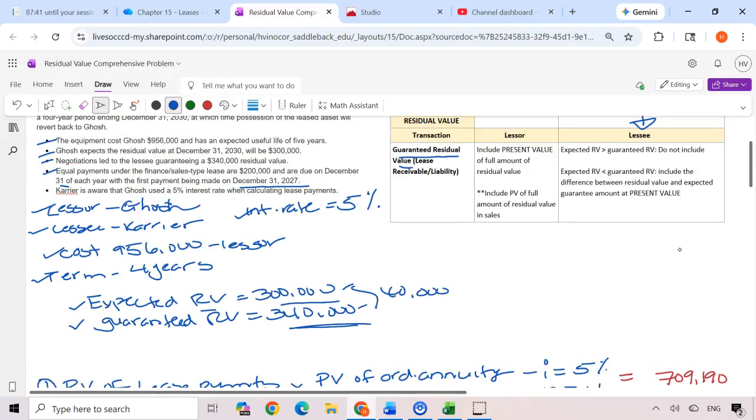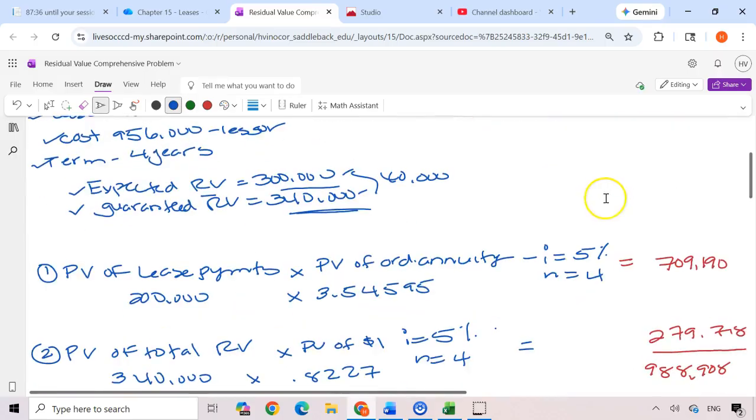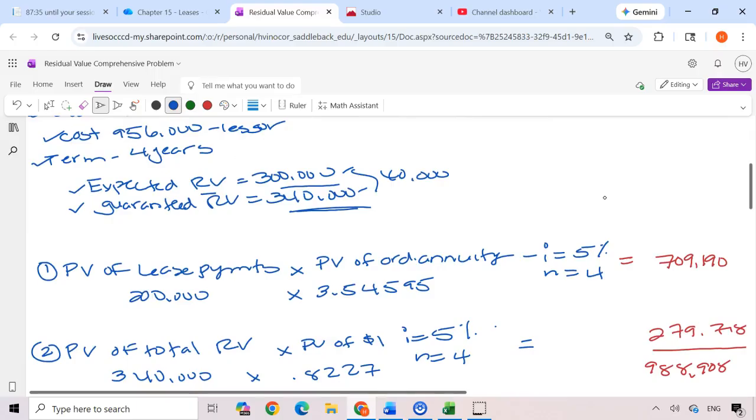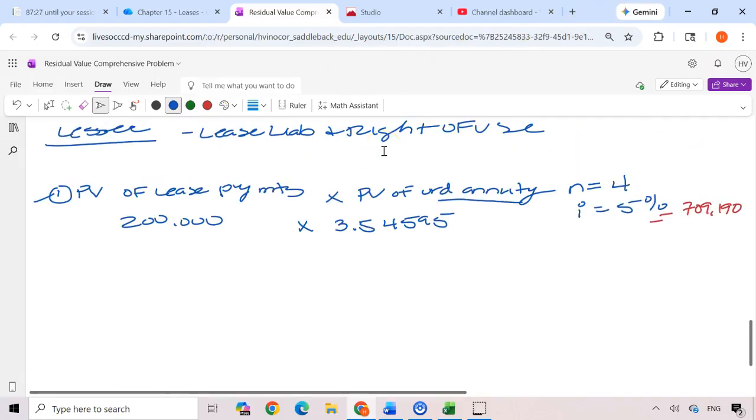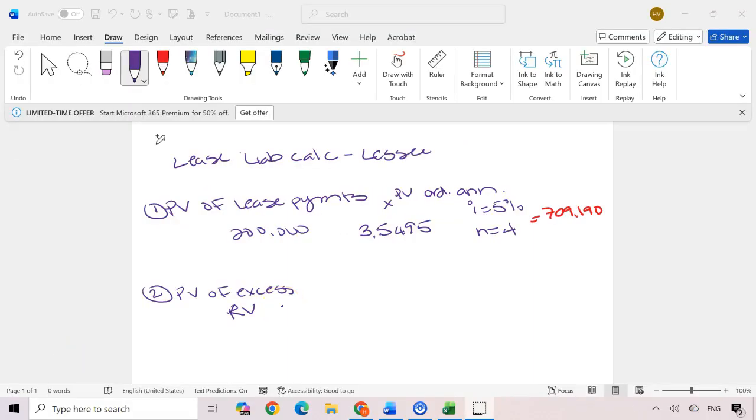And therefore, if we go back up to our table, when our expected is lower than the guaranteed, then we have to take the difference, this $40,000 difference right here, and present value that amount and include it in our lease liability amount for the lessee. So to calculate the lease liability, I have the present value of my lease payments plus the present value of my excess residual value, I'll call it, which is $40,000.